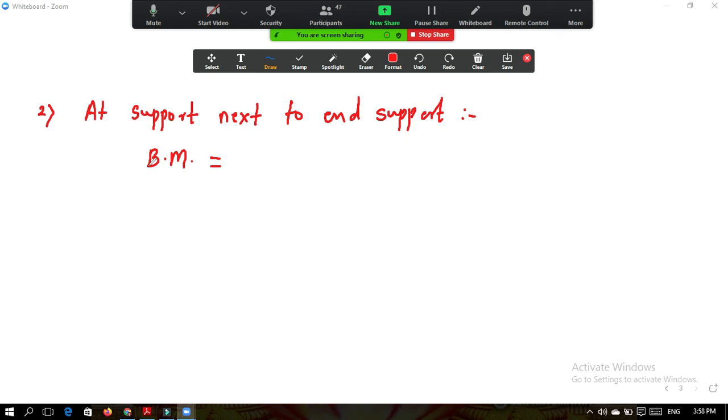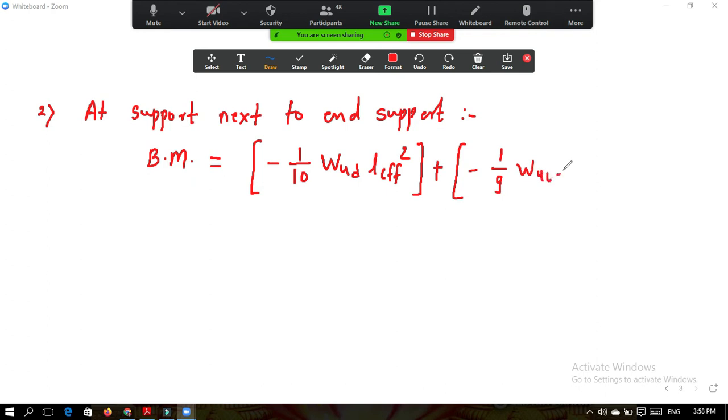The coefficients are minus 1 by 10 for dead load. So minus 1 by 10 into WUD L effective square. Okay, this is for dead load, and plus minus 1 by 9 for live load L effective square. Now just put the values, you will get the answer for the bending moment.